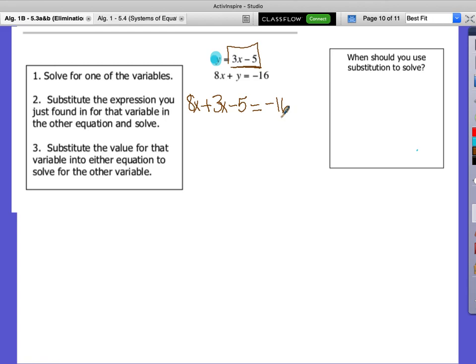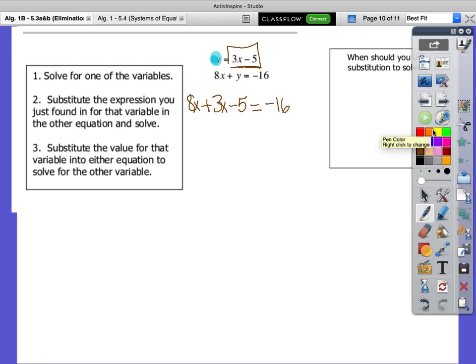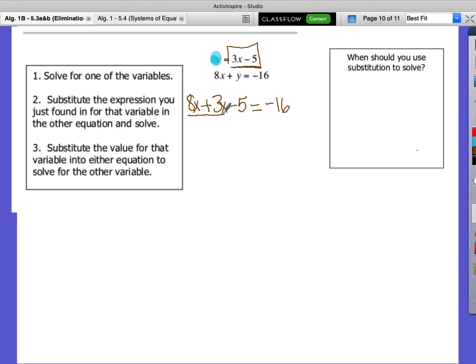Now I solve. How am I going to solve? What are the steps I need to do? What are the like terms that I have that are the same? 8x and 3x. And when I combine those two terms, I get 11x. So now I have 11x minus 5 is equal to negative 16. I now have a two-step equation.